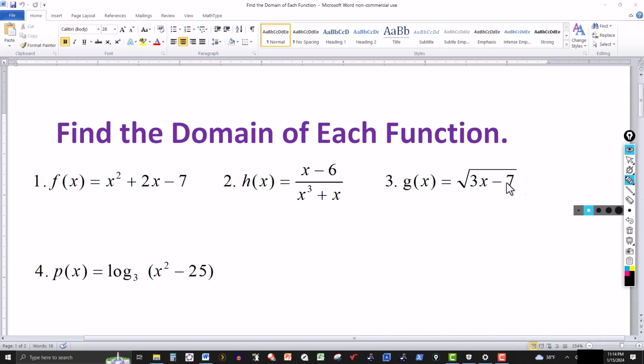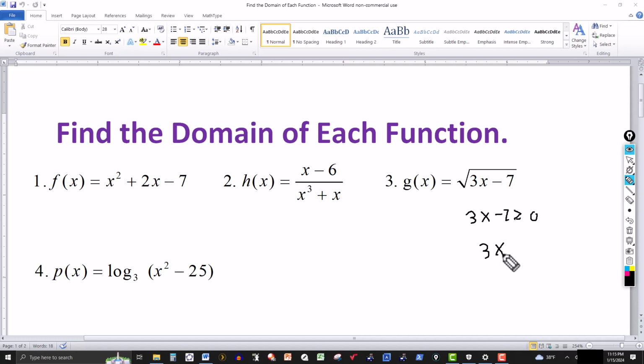Okay, for the next one, we have a square root. g of x is equal to the square root of 3x minus 7. Well, here what you have to remember, again, we're talking about real numbers. So since this is under a square root, anything will work as long as the radicand, 3x minus 7, is greater than or equal to 0. You can take the square root of 0 or the square root of any number greater than 0. If it's less than 0, that's going to be negative in the radicand, so that would be imaginary. So here we just have to solve this inequality.